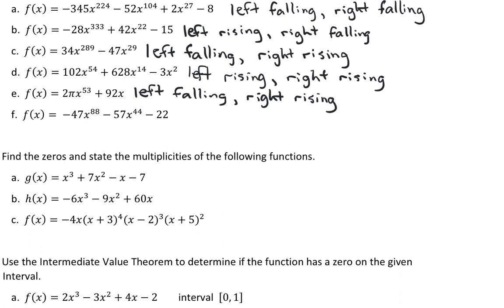And then finally, for part F, the power is 88, which is even, and the sign of the leading term's constant is negative, so it's going to be the opposite of what it usually is. So this will be left falling and right falling.